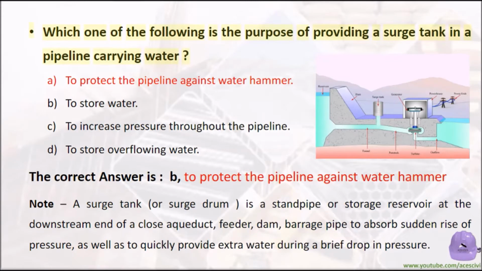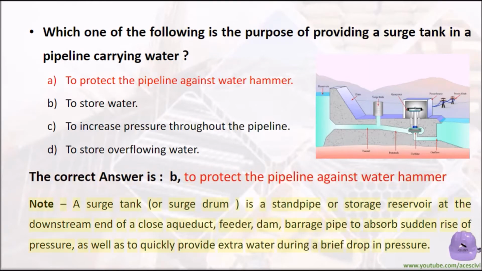Which one of the following is the purpose of providing a surge tank in a pipeline carrying water? A. To protect the pipeline against water hammer. B. To store water. C. To increase pressure throughout the pipeline. D. To store overflowing water. The correct answer is B. To protect the pipeline against water hammer.